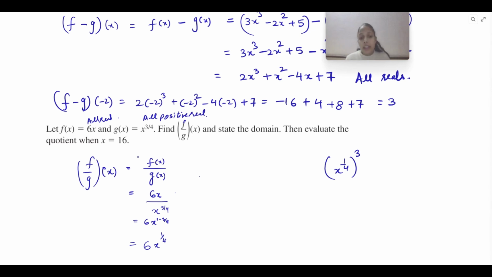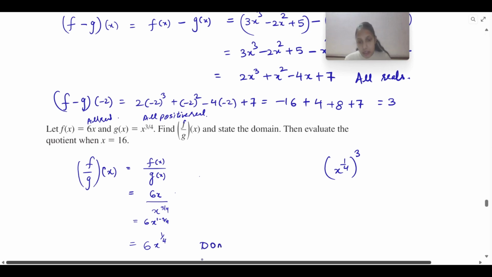When you combine, it also has the condition that this can be only positive. So what is the total common answer? All real, only positive, and only positive. So common is all positive. The domain is all positive real numbers. Okay.